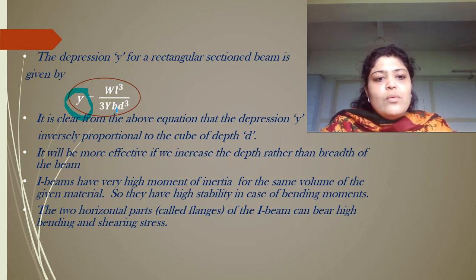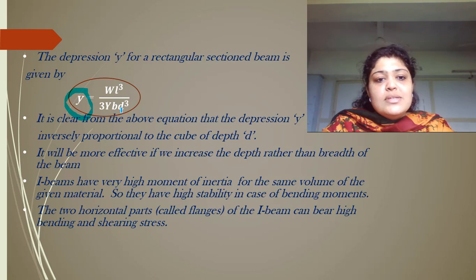Now suppose I want to use double the material. So suppose when I am doubling the material, I double the breadth. So what will happen? You will have 2B in the denominator, that is 6Y BD cube. So your depression will be reduced, but only by 2 times.